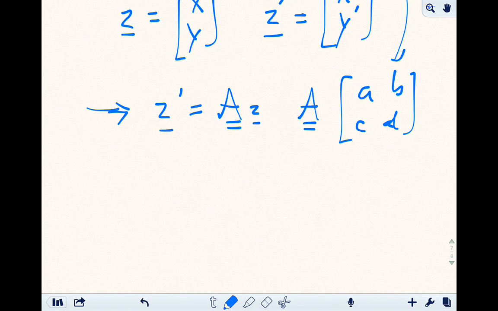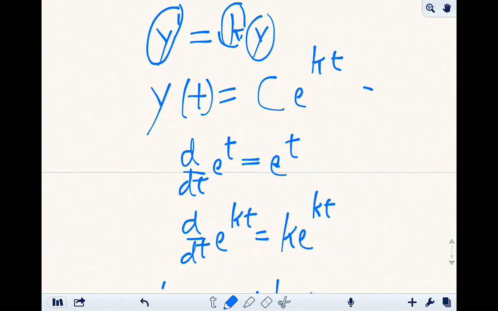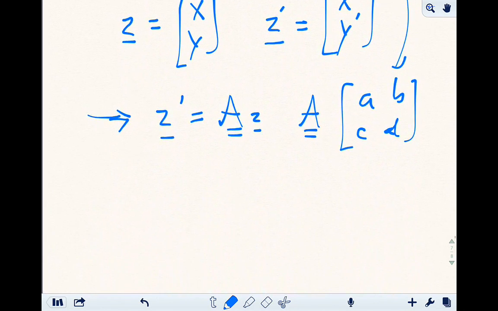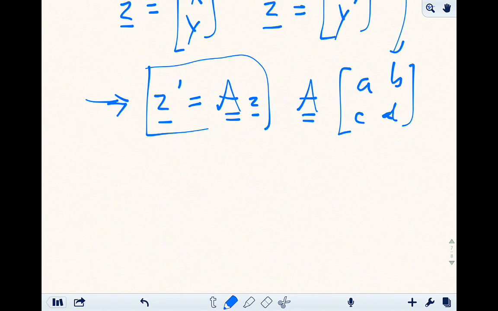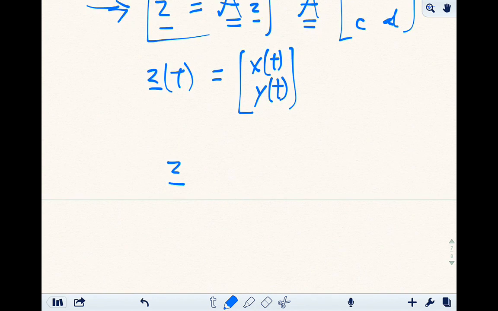Now, when we examine this equation up here, we found that this was a valid solution to that system. So what about guessing a solution similar to that to satisfy this system of differential equations? We're looking for a solution z of t, which in our two equation system represents x of t, y of t. That's what we're looking for. So we're going to guess something similar. Let's say z equals v, some vector, e to the lambda t. Lambda is yet to be determined, and v is a vector yet to be determined.